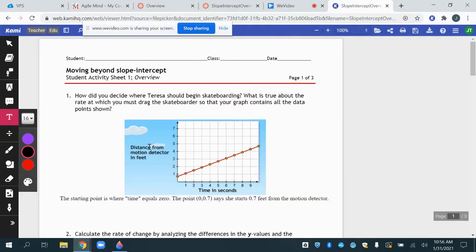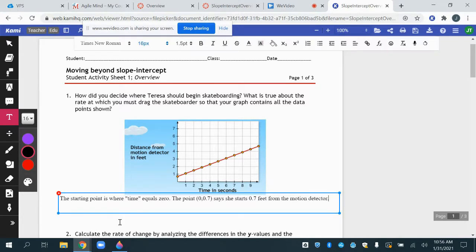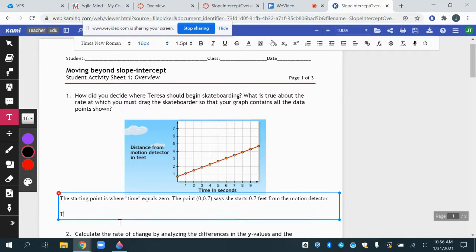And what's true about the rate at which you must drag the skateboarder? The rate must be constant. The speed of the skateboard must be constant, or the line will not be straight.